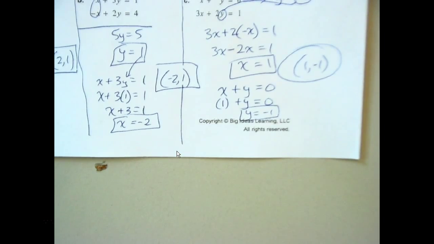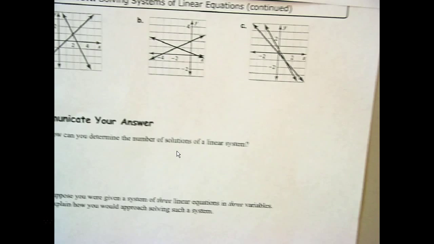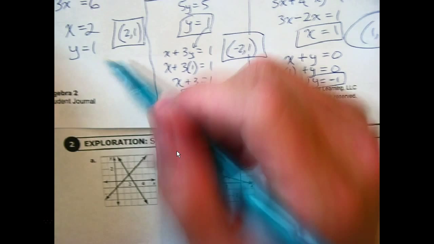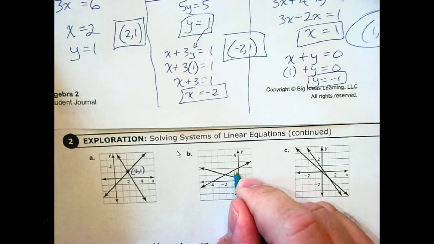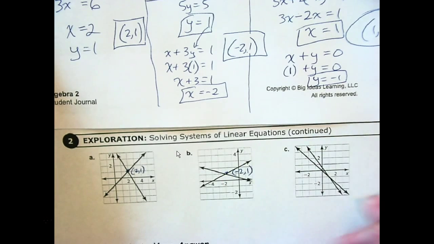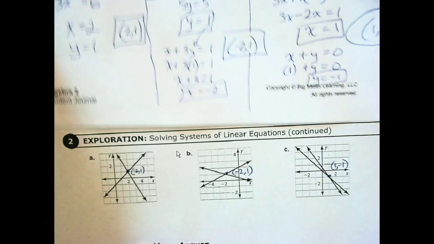Okay, think we got it? Okay. Let's compare it to our graphs right here. Hey, notice A. Is that the ordered pair 2, 1? B, negative 2, 1. Is that point? And C, 1, negative 1. All right.